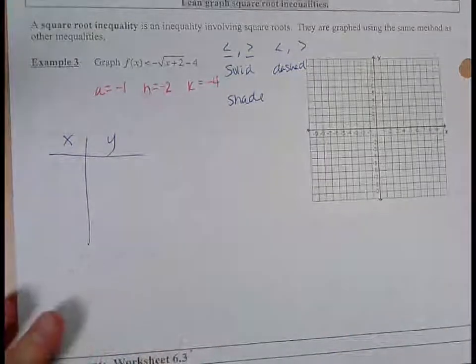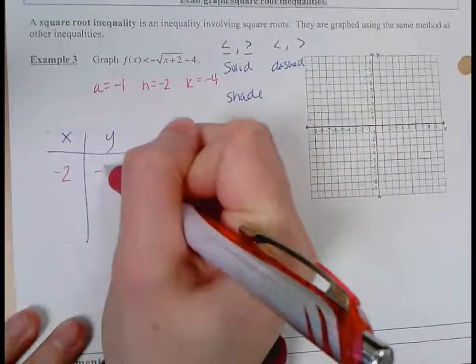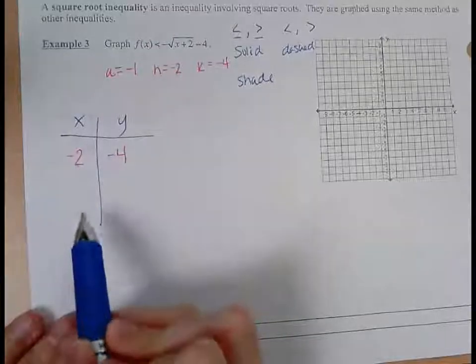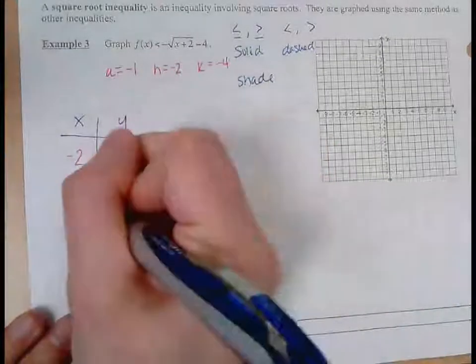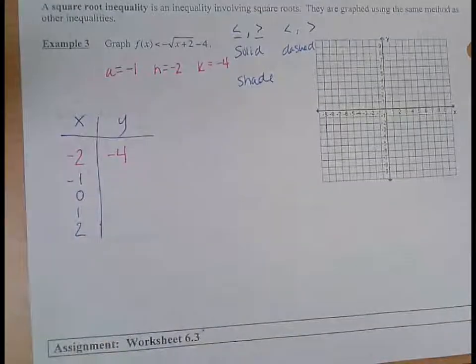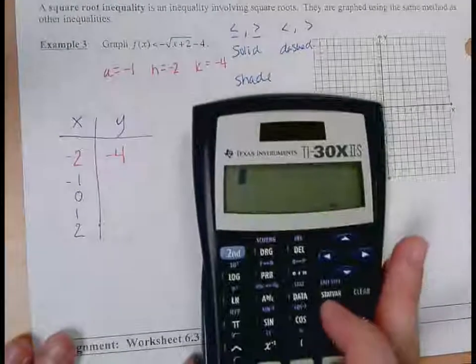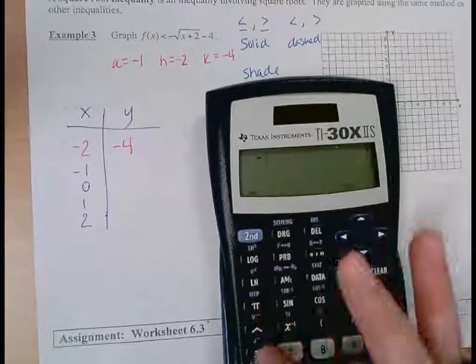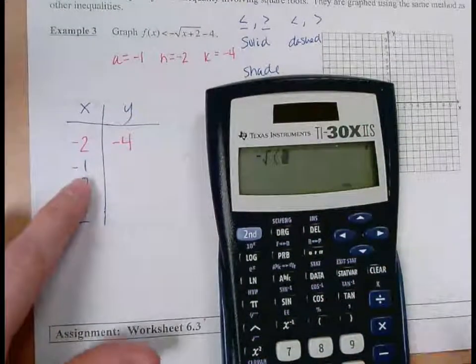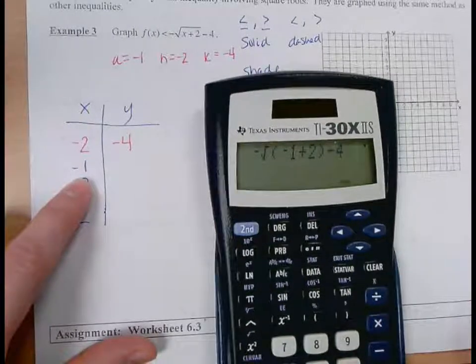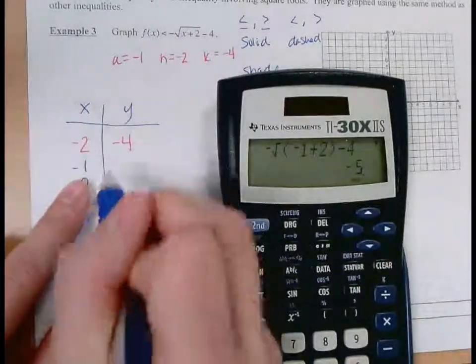So then, let's see, -2, -4 is our starting point, h, k. All of the other x values I substitute in should be bigger than -2, so I'll plug in -1, 0, 1, and 2. And then don't forget about that negative that's in front of the square root, so I'll take the negative square root of, I'm plugging in -1 first, plus 2, close the parentheses, and subtract 4. So that y value should be -5.